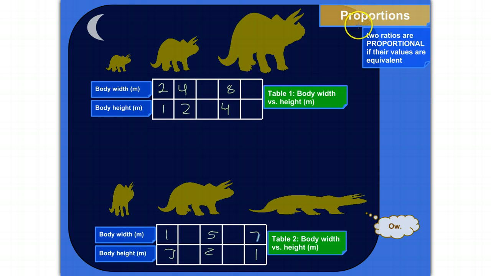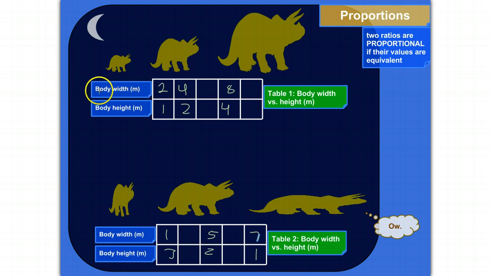So, proportions. Two ratios are proportional if their values are equivalent. Now, a ratio is a comparison between two numbers, and you can see if they're equivalent. So let's look at a table of values here that records two different measurements, and we'll set up these ratios and then see if they're proportional to each other.